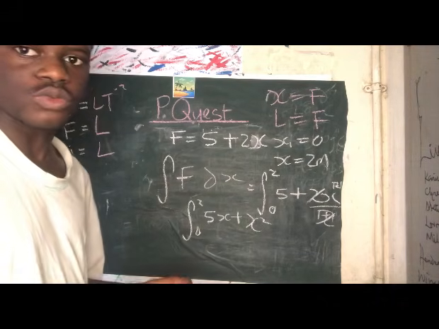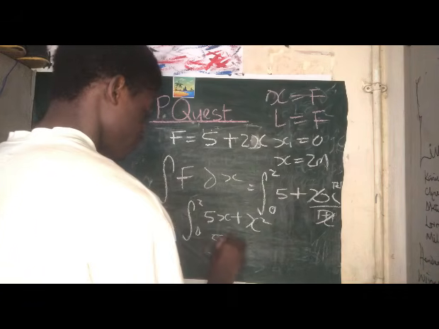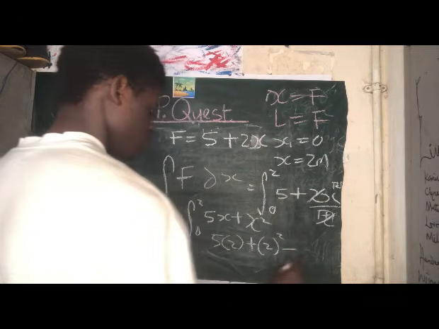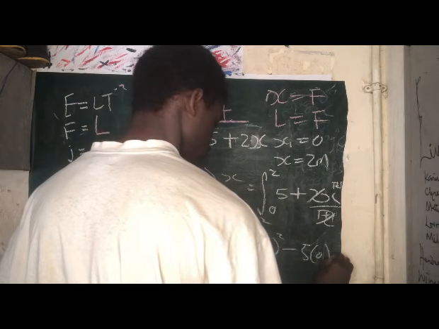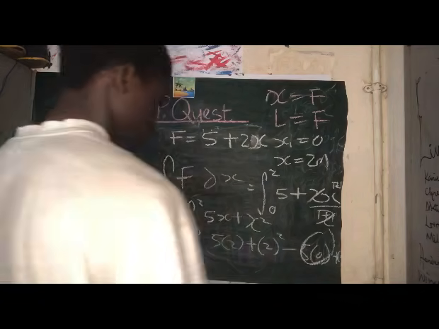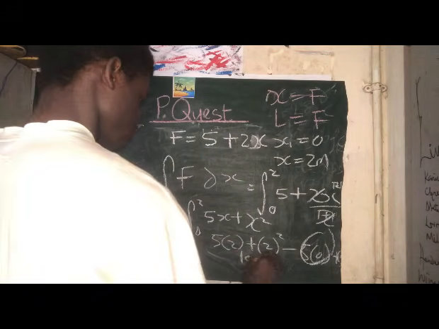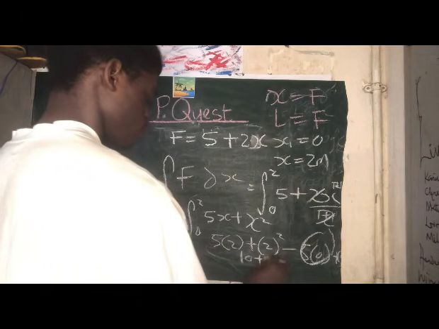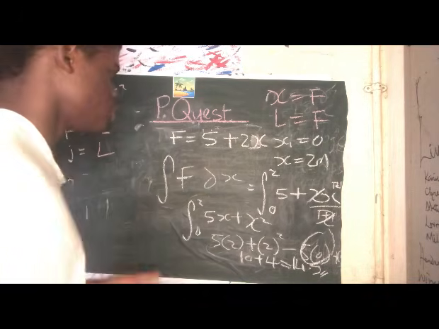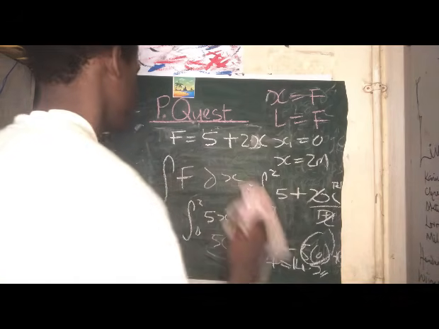Now we substitute the value of x inside. That will be 5 times 2 plus 2 squared, minus 5 times 0 plus 0 squared. We all know that everything with 0 will be 0. So 5 times 2 is 10, and 10 plus 2 squared, which is 4, gives 14. So the answer is 14 joules. In this kind of question, we just use integration. So that's 14 joules, and question 19 is option B.